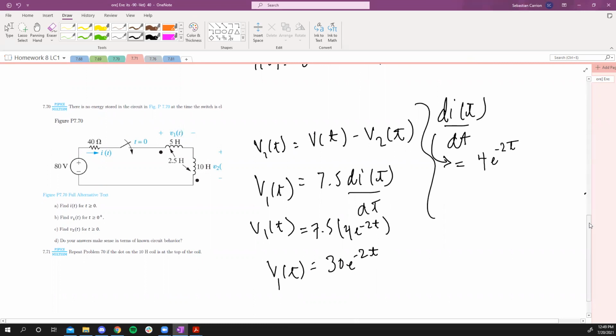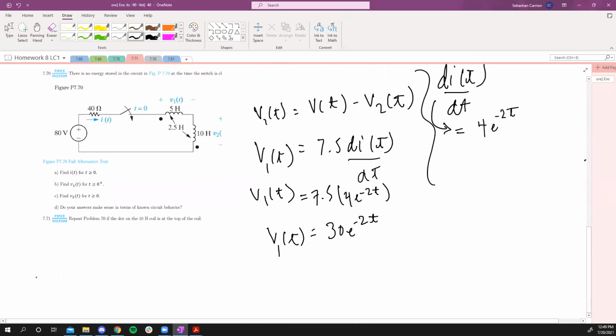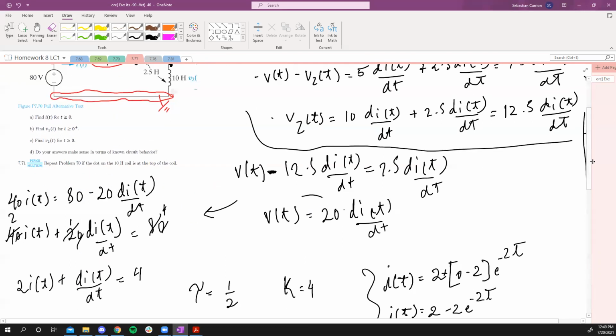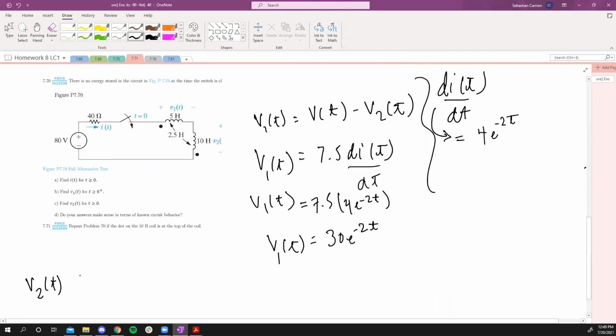Knowing this, now we can go ahead and calculate v2. v2 is 12.5 dIT over dt, times 4 e to negative 2t, so 50 e to negative 2t volts.